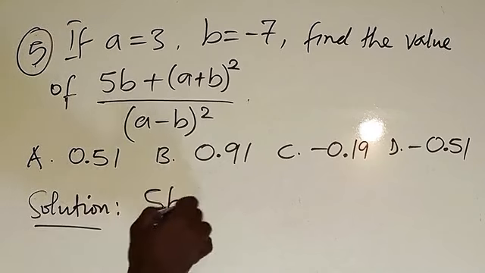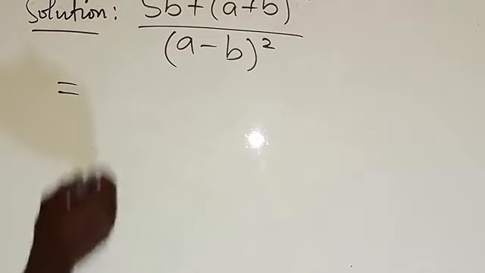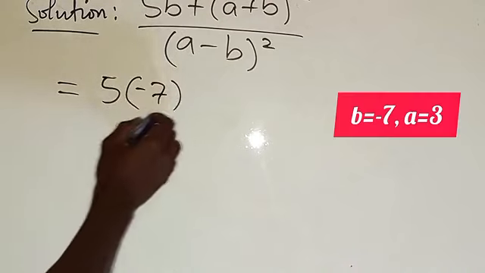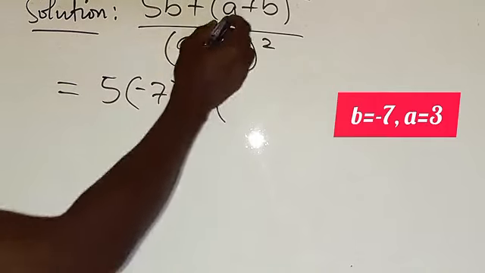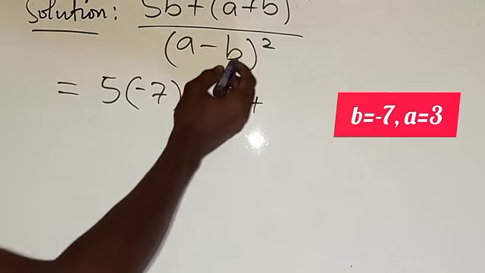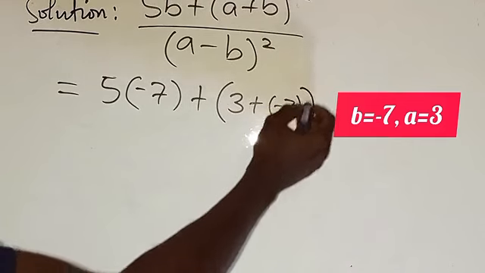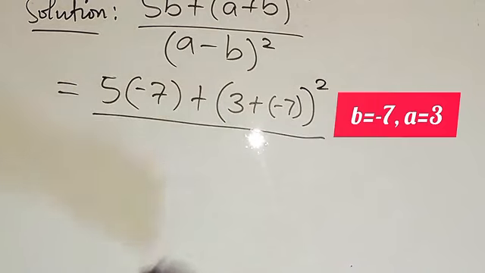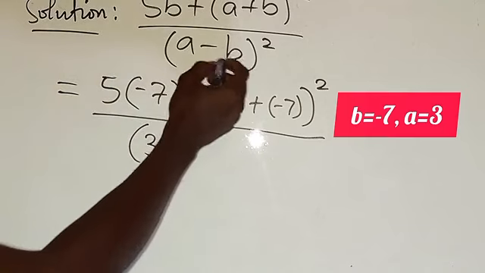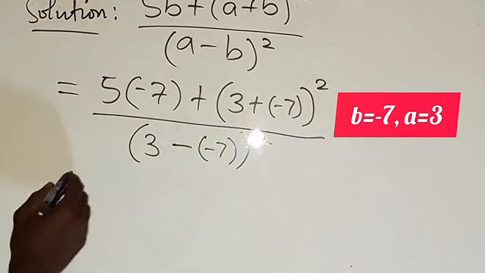So we have 5. I'm going to do the substitution now. I have 5 into bracket b. B is minus 7, I put minus 7 here, plus a is 3, then plus b, which is minus 7. We put minus 7 like this, then all to the power of 2, divided by a is 3. We have 3 down here, minus b is minus 7. I put minus 7 here, then all squared.